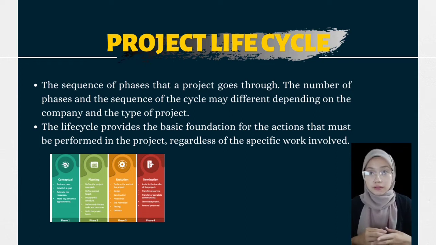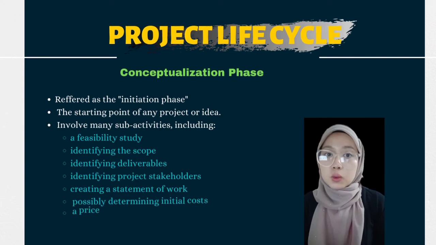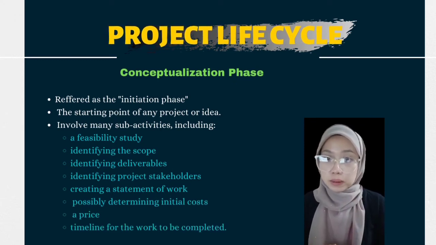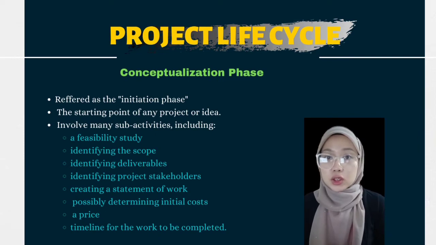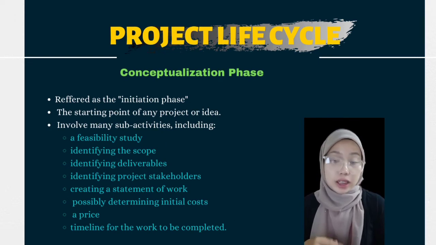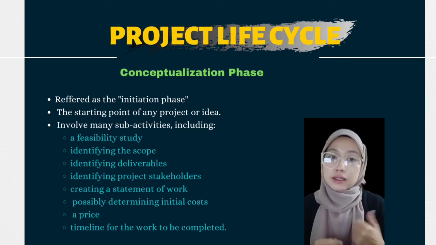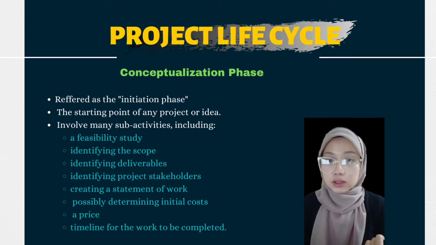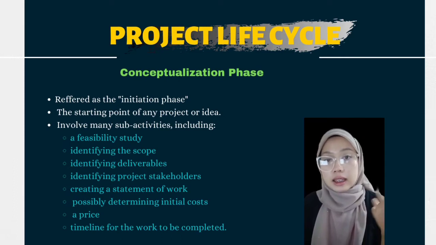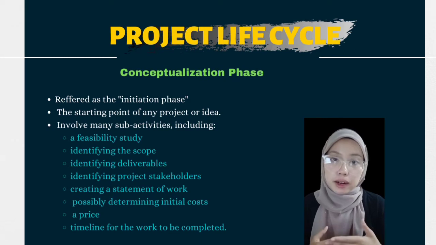the specific work involved. The project life cycle typically includes 4 phases, which are firstly the conceptualization phase. This can also be referred to as the initiation phase and is the starting point of any project or idea. It may involve many sub-activities, including a feasibility study, identifying the scope, identifying deliverables, identifying project stakeholders, creating a statement of work, and possibly determining initial cost, a price, and a timeline for the work to be completed.